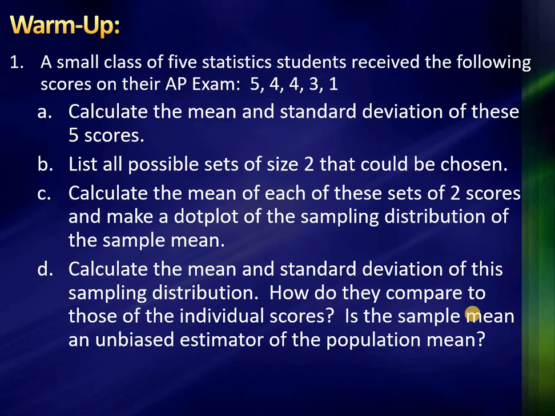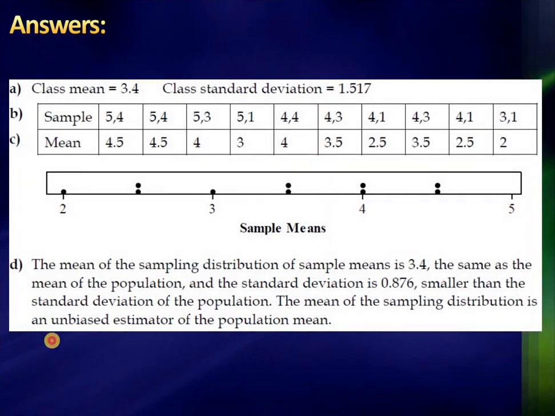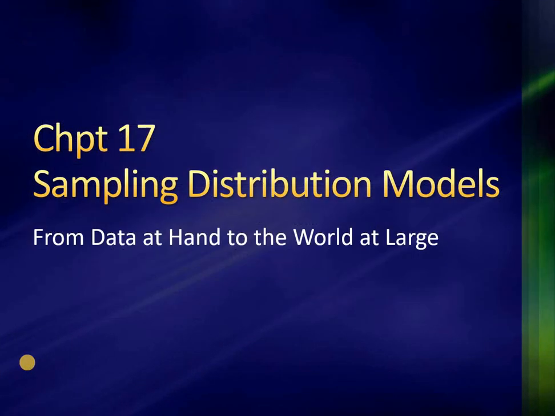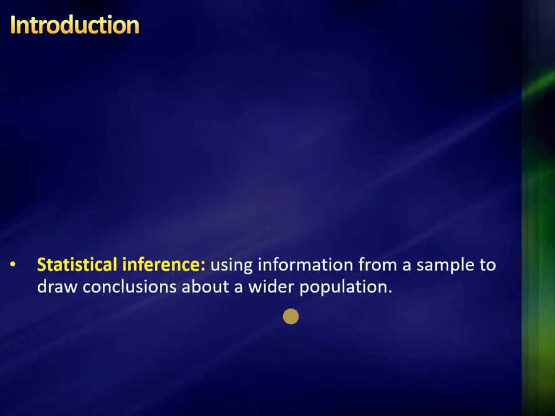Don't do that. So what we have to be able to do is say something based off of one sample and go from that to the whole population. And that is really the goal for this class, to be able to go from data to the world at large. Okay? That's what we're looking at for this chapter.